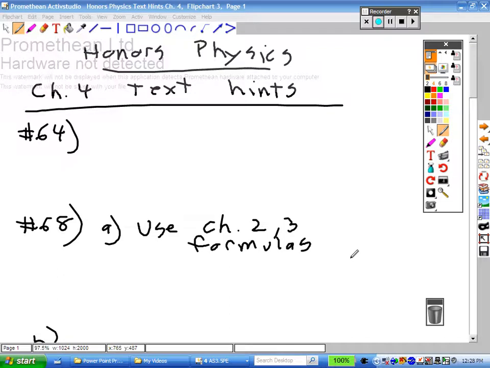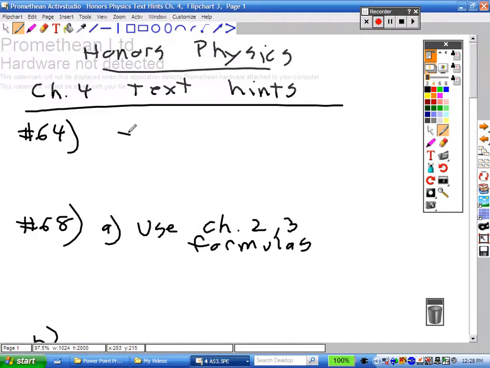Let's start with number 64. I would suggest that for number 64, you simply use the weight formula, which is just m times g. Remember, the mass is different than the weight. So you multiply mass by the acceleration of gravity, or the gravitational constant, 9.8 meters per second squared.